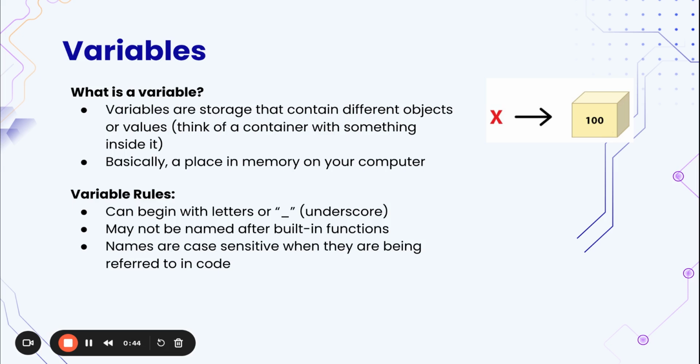Variable rules. They can begin with letters or underscores. They may not be named after built-in functions, and names are case sensitive when they are being referred to in code.